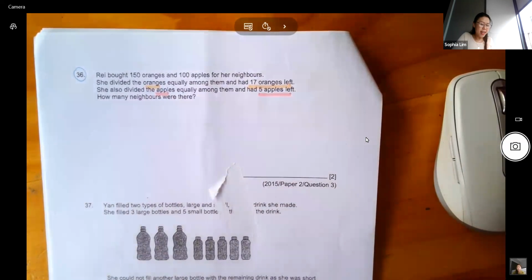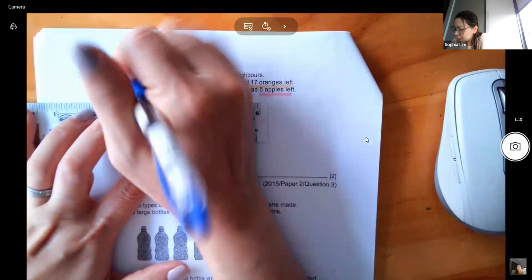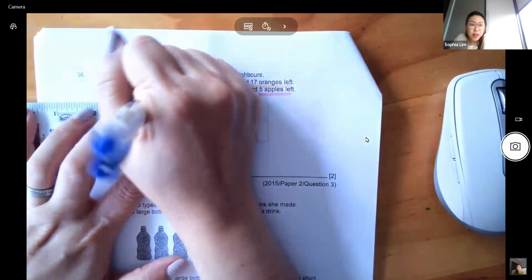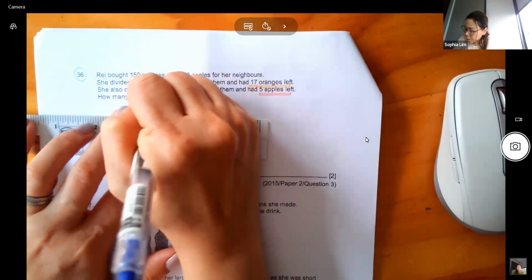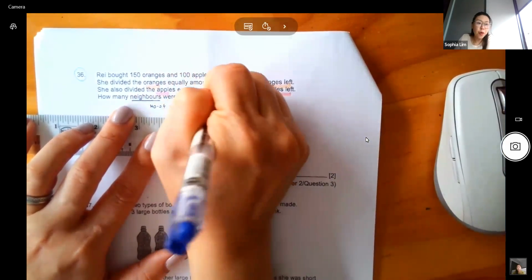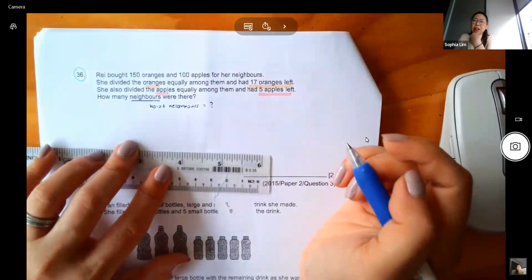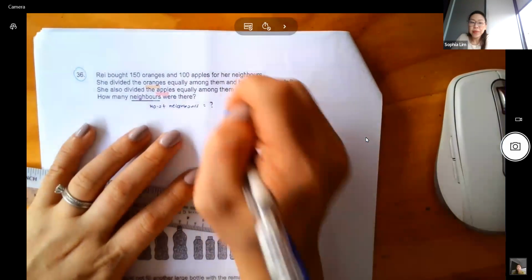2-mark question, yet it's not so clear-cut. It's not so direct. So the unknown is the number of neighbors. This one doesn't change. This number of neighbors, I don't know. So some of you say, teacher, I just put an X, can or not? Because I don't know. You can put an X.